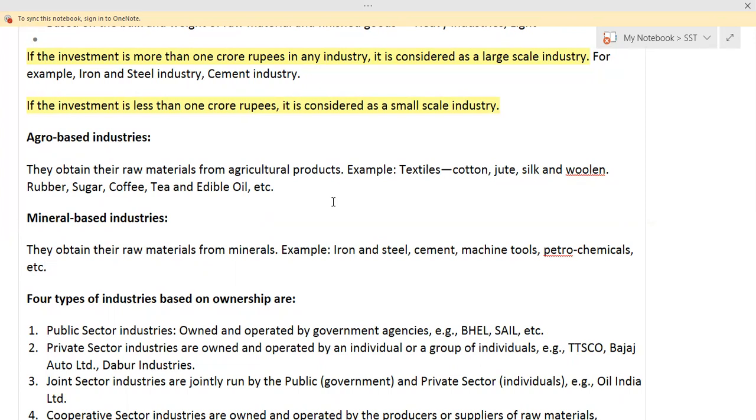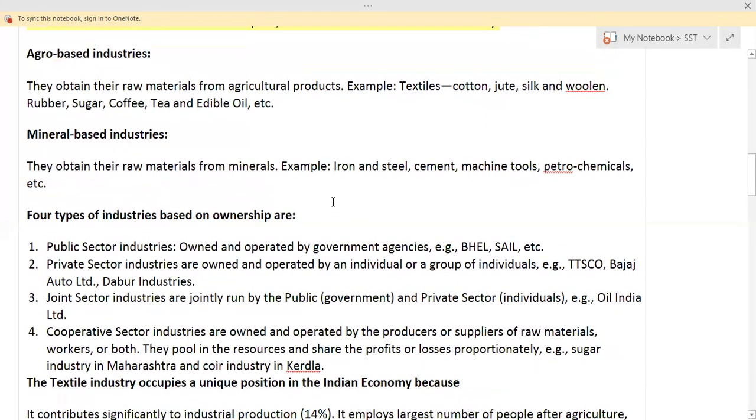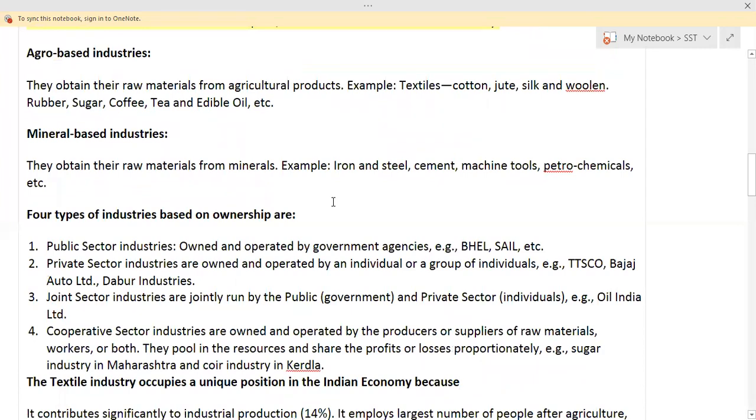Four types of industries based on ownership. Public sector industries are owned and operated by government agencies. Okay, let me highlight it.